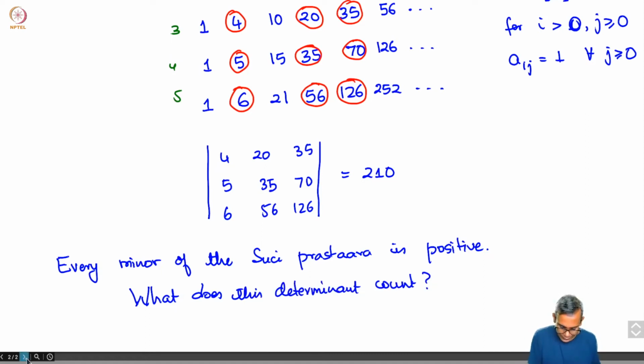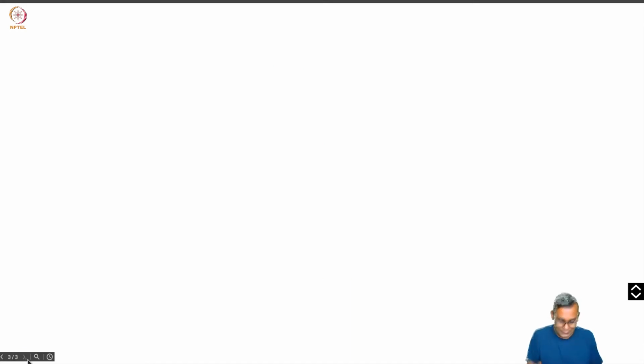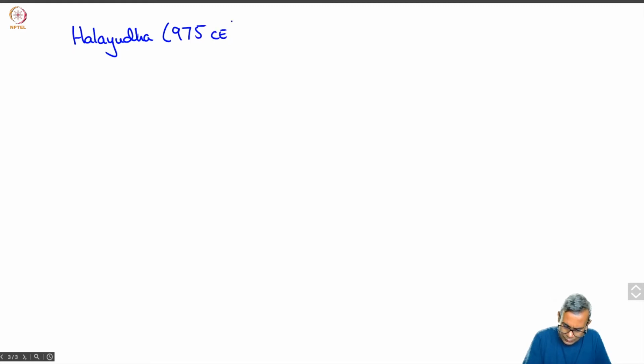Another interesting array, again coming from classical Indian combinatorics, is a variant of the Suci prastaara, and this is found in the work of Halayuda, though it may have been discovered much before. So this is around 975 CE. He gave an alternative method for computing binomial coefficients.